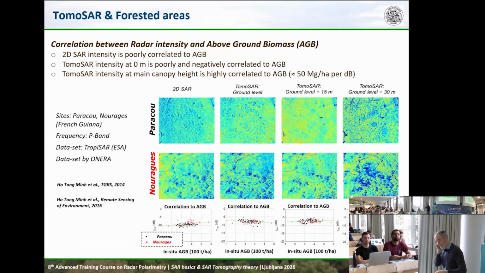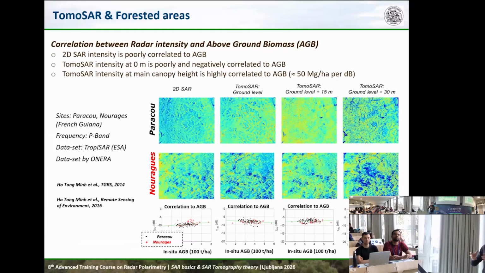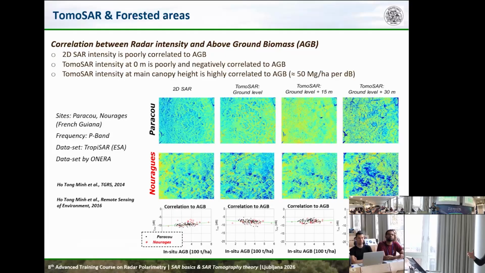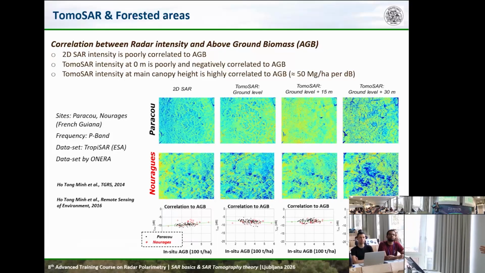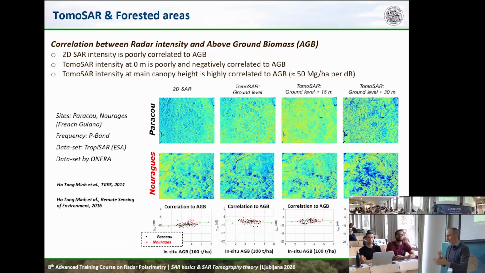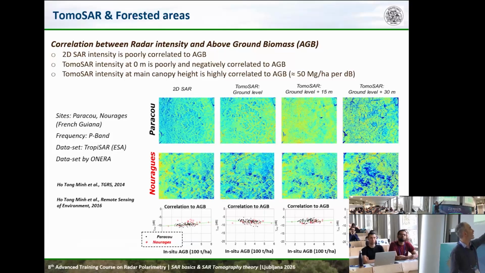And importantly, we had this experiment years ago, which was very important for us. We saw that even in cases where the total intensity, so the total signal of a single SAR, a 2D SAR product, didn't provide a very good correlation with forest biomass. Here we have the intensity of the SAR image, and we try to correlate it with the total forest biomass as measured in situ at this site.